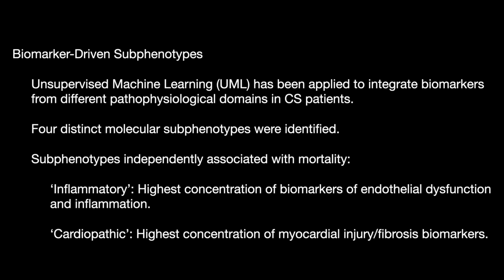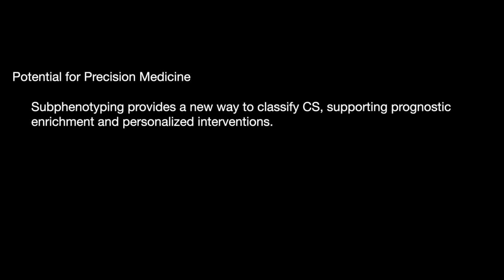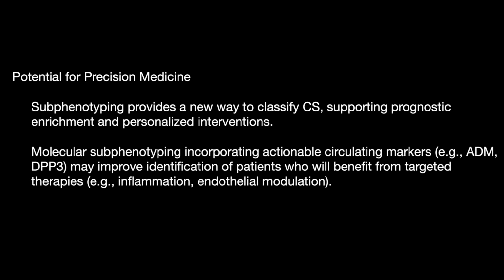But these are again just in the learning phase. We haven't yet learned how to classify these patients into these groups in real time. The potential of precision medicine is definitely there. These subphenotypes provide a new way to classify cardiogenic shock, supporting prognostic enrichment and personalizing our interventions. Molecular subphenotyping incorporating actionable circulating markers, like we saw ADM and DPP3, may improve identification of patients who can benefit from targeted therapies, like therapies that are targeting the inflammation and the endothelial modeling.